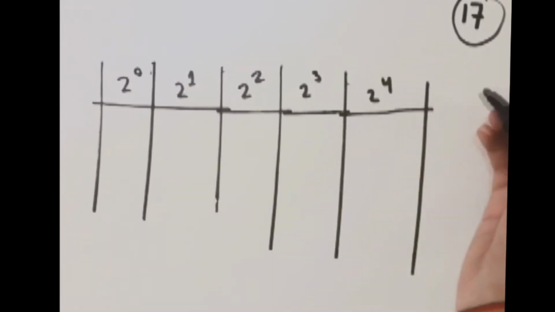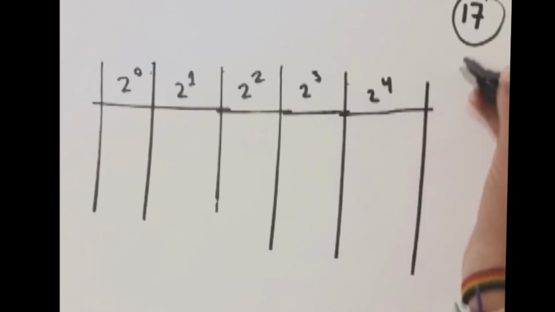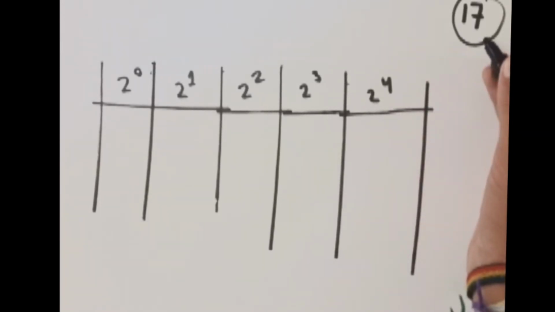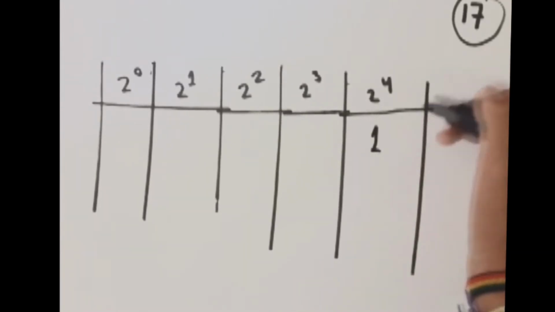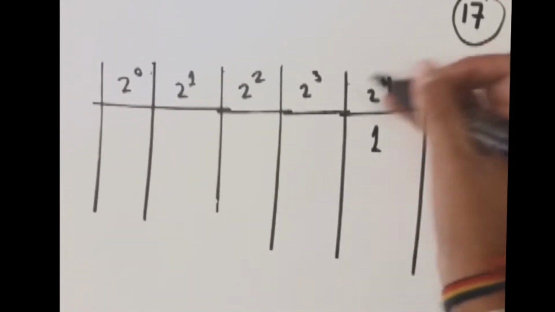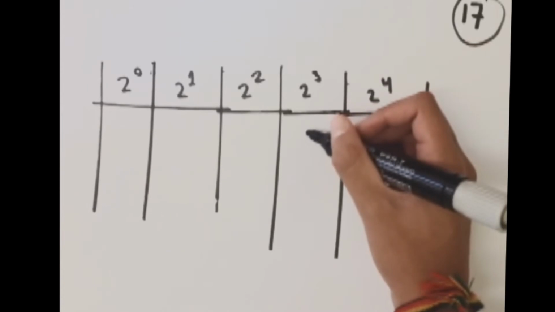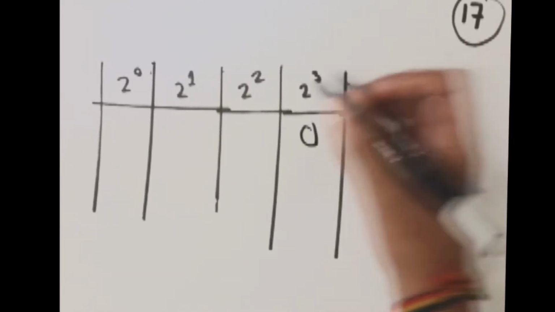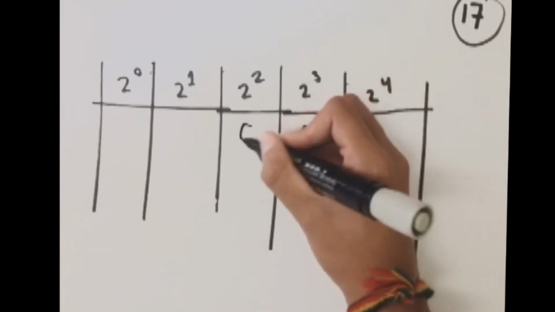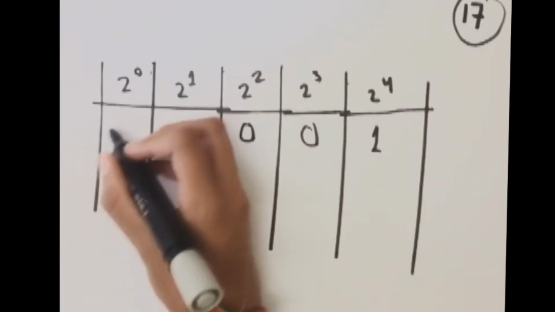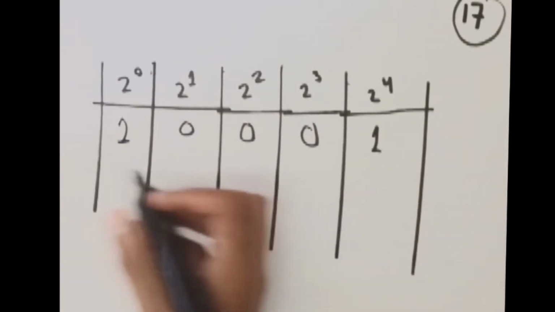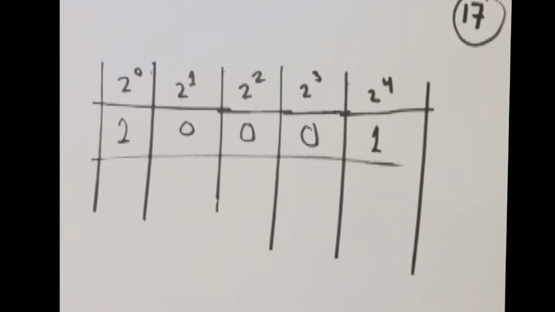Well, let's get started. 2 to the power of 4 fits once into 17, which leaves us with 1, 17 minus 16. 2 to the power of 3 fits 0 times into 17. 2 to the power of 2 fits 0 times. 2 to the power of 1 fits 0 times, and 2 to the power of 0 fits once. Therefore, 17 in binary notation is 10001. And there you go.